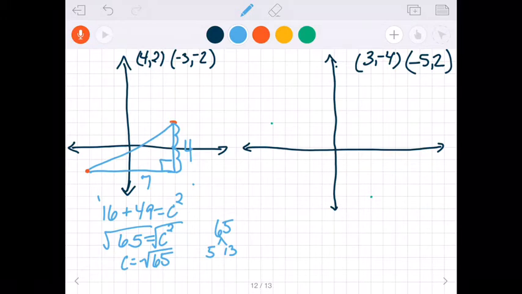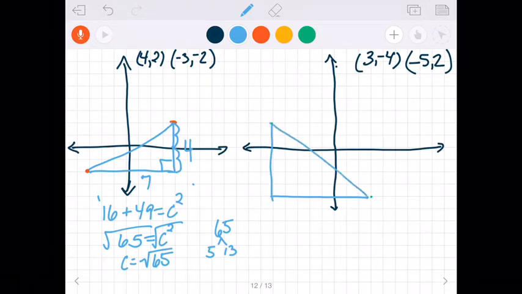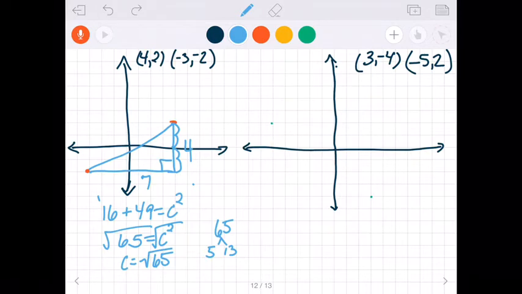Let's go ahead and graph that in your notes. And honestly, it doesn't matter if you make your graph like so, or if you make it like this. Okay, either way, it's the same. You can do however you want.